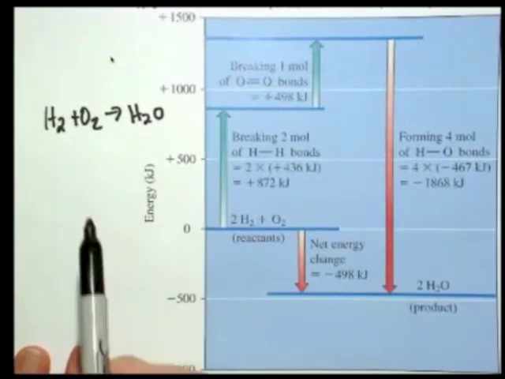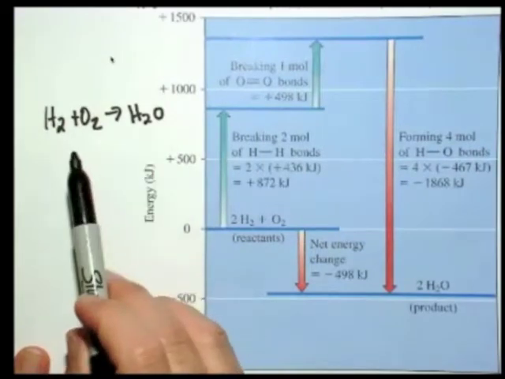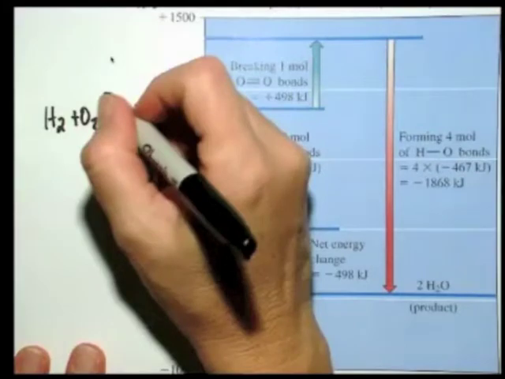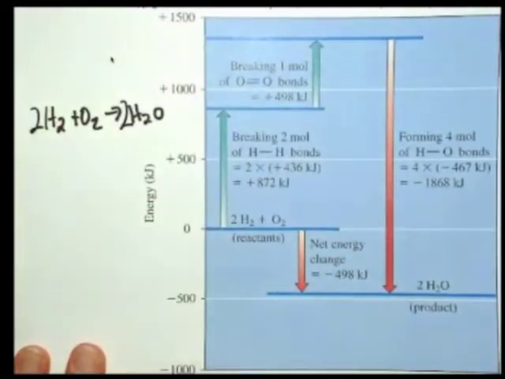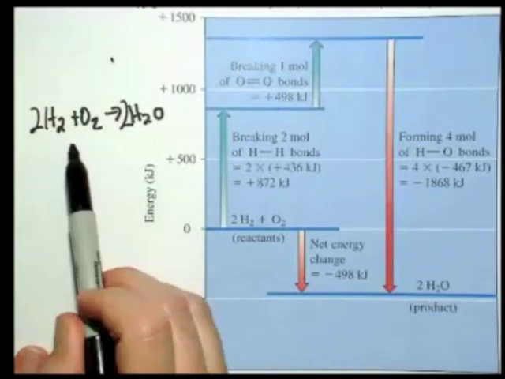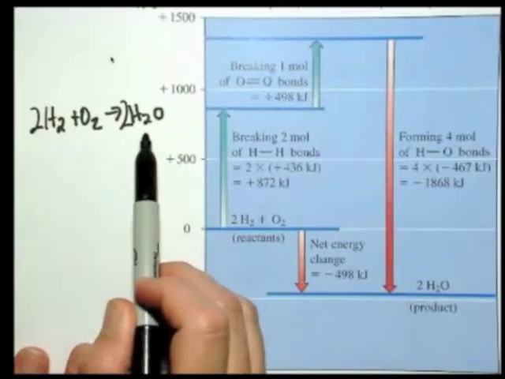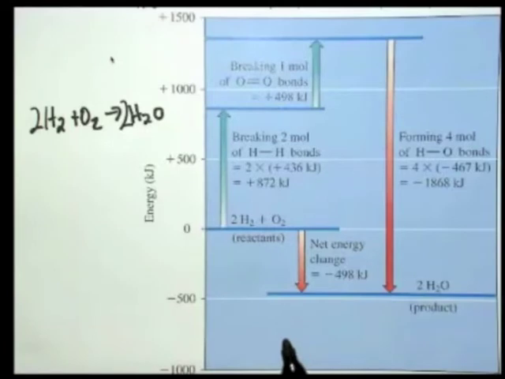And as it's written here, is it balanced? Let's see, 2, 2. No, it's not balanced. So you have to balance it by putting a 2 in front of the water and a 2 in front of the hydrogen. So that's a balanced chemical equation. So you can say 2 moles of hydrogen plus 1 mole of oxygen will combine to give 2 moles of water.